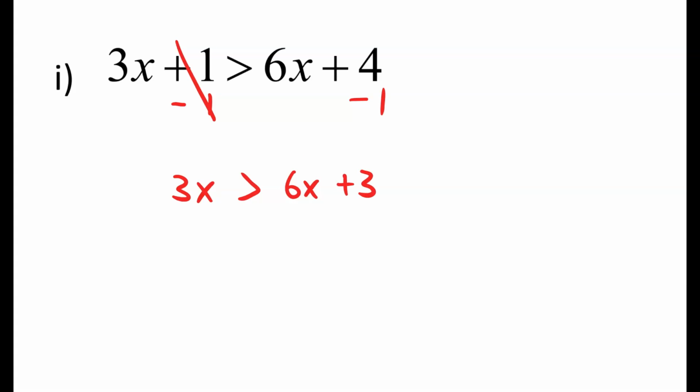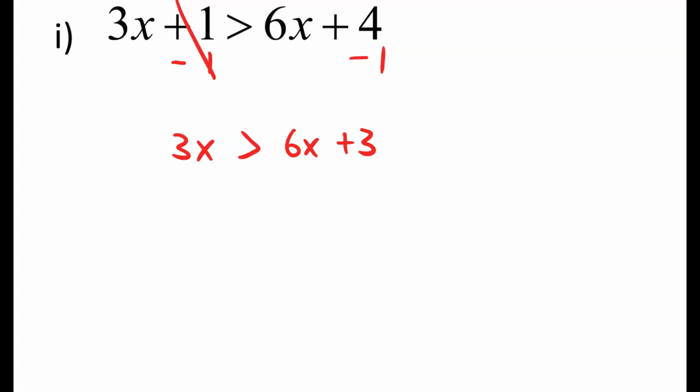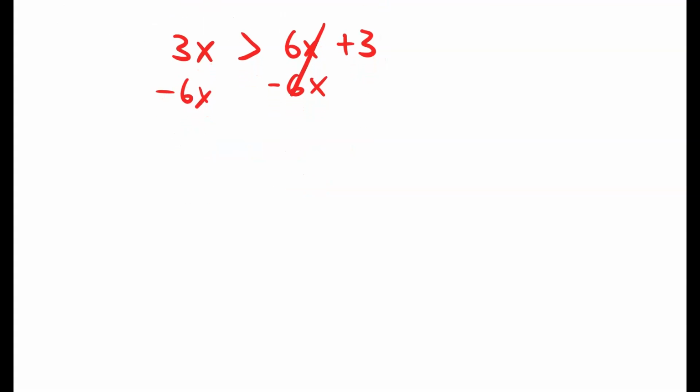And we want to move our variable of 6x over to the other side. So we want to subtract 6x and subtract 6x, canceling it on the right hand side. So we have 3x subtract 6x, giving us negative 3x is greater than positive 3, so we don't need to write the plus in front of it. The next thing we need to do is divide by negative 3 because we want to get x by itself.